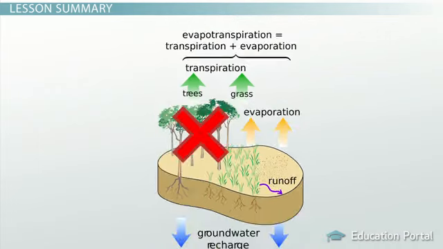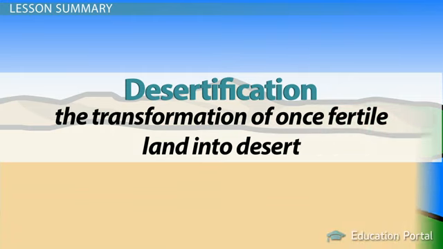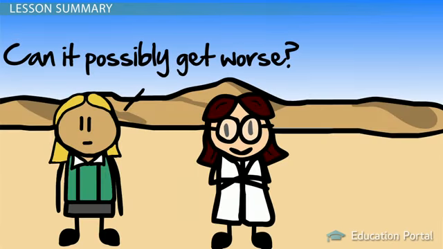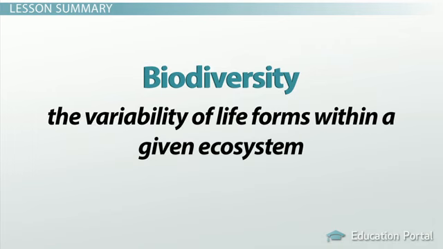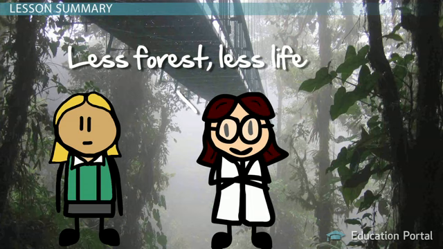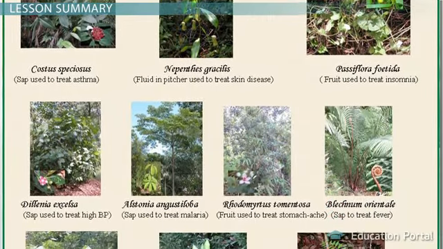If trees are removed, the area can become much warmer and drier, which may result in desertification, which is a transformation of once fertile land into desert. Deforestation and desertification have many detrimental effects on the environment, but one of the most devastating impacts is the loss of biodiversity. Biodiversity is the variability of life forms within a given ecosystem. Forests, and especially tropical rainforests, provide some of the greatest areas of biodiversity on the planet. If this diversity is compromised, it can lead to the loss of habitats for many plants and animals and destroy medicinal plants.